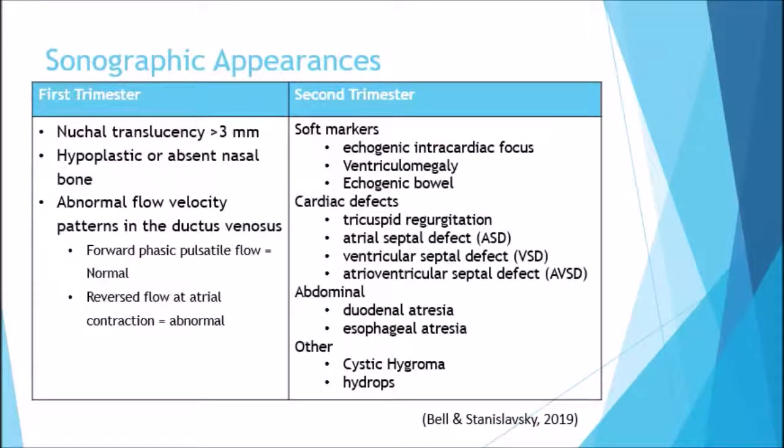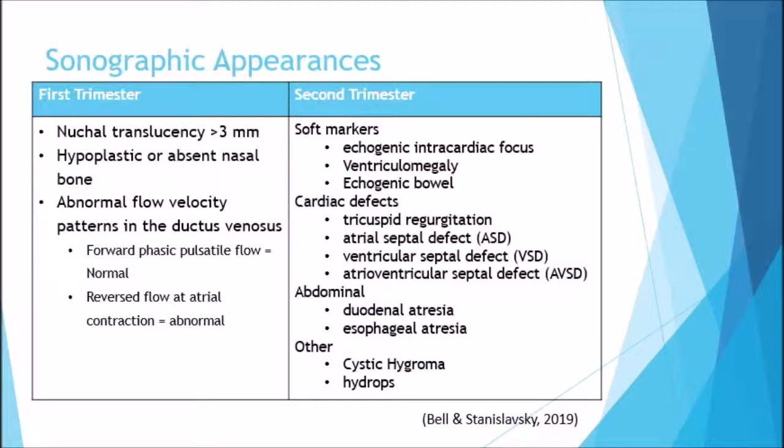The sonographic findings for trisomy 21 vary throughout the pregnancy. For first trimester screening, the appearances associated with Down syndrome are a nuchal translucency greater than 3 mm, a hypoplastic or absent nasal bone, and abnormal velocity in the ductus venosus.